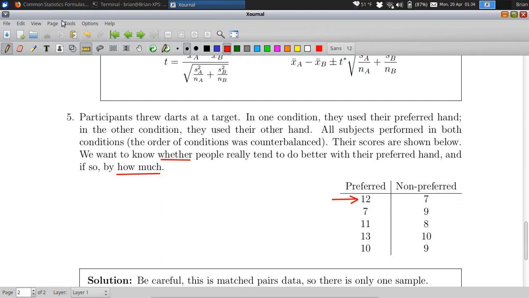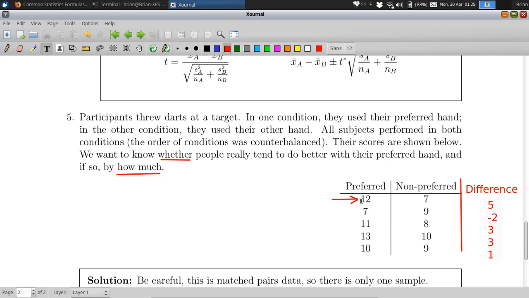So if I add to this table here one more column, the difference column, then I can use the differences between the preferred minus the non-preferred numbers to see what those are. So the first person, his difference was 5. Next person, the difference was 7 minus 9. That's a negative number. They did worse with their preferred hand. The third person had 3 points higher, then 3 points higher again, then 1 point. This is the column of data we're actually going to work with.